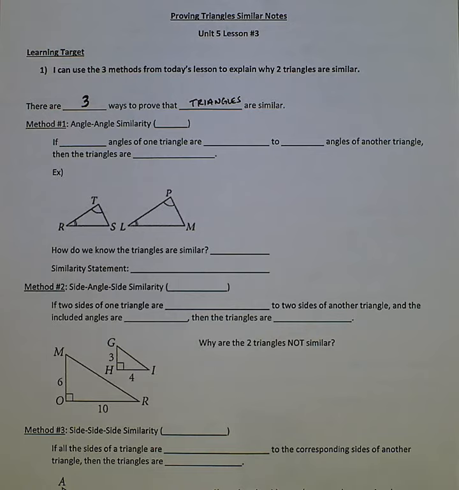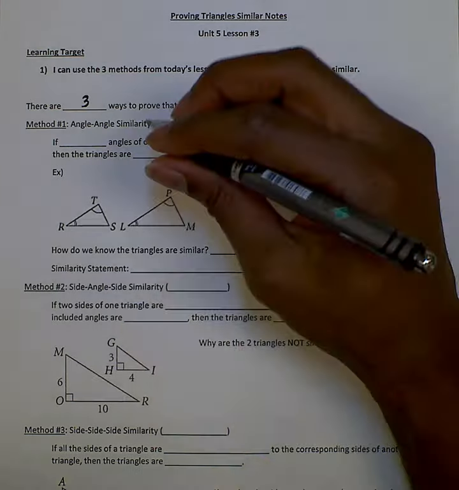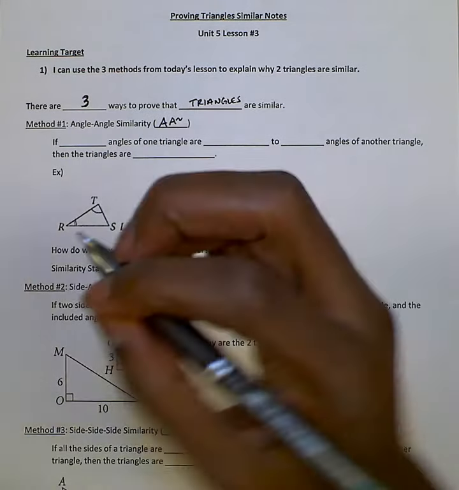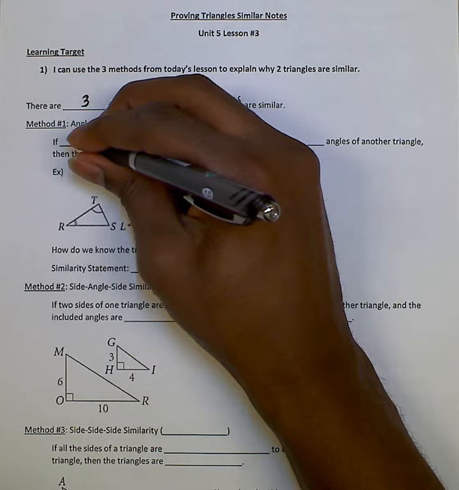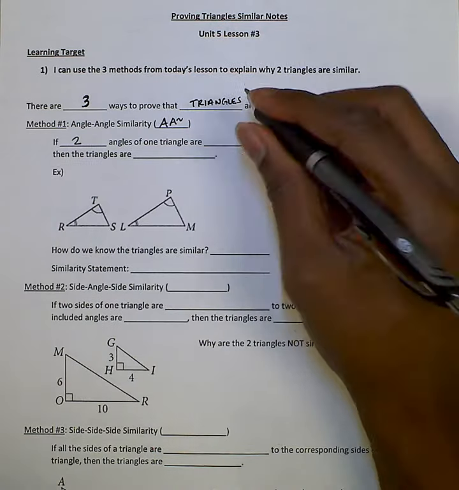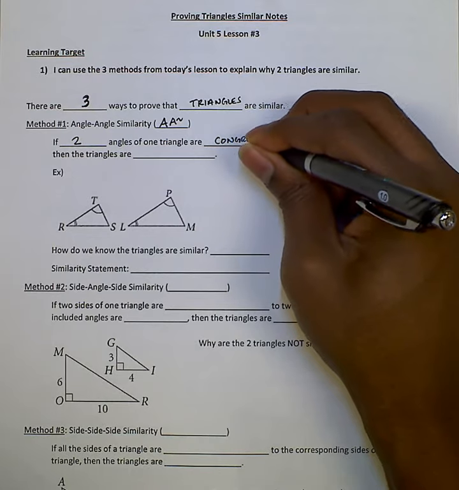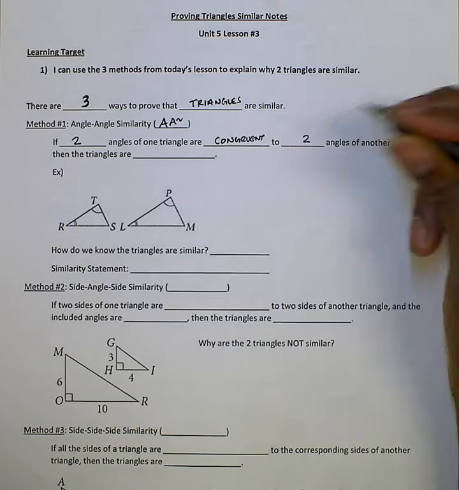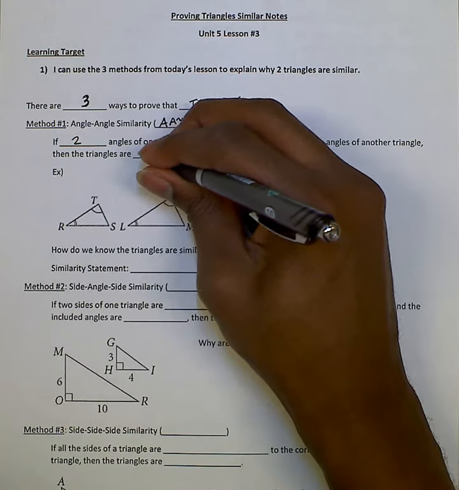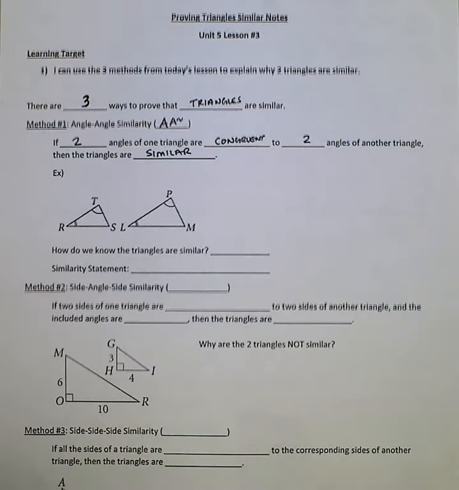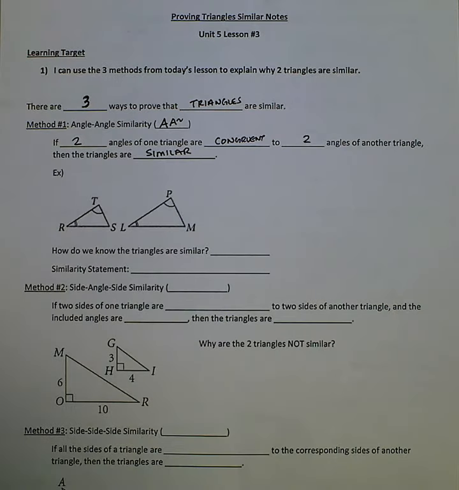Okay, our first method is angle-angle similarity. Angle-angle similarity says if two angles of a triangle are congruent to two angles of another triangle, then the triangles are similar. Now notice we only say two angles because triangles have to add up to 180. So if two angles are the same, we know the third angle has to be the same. That means all the angles are the same. That means the triangles are similar.